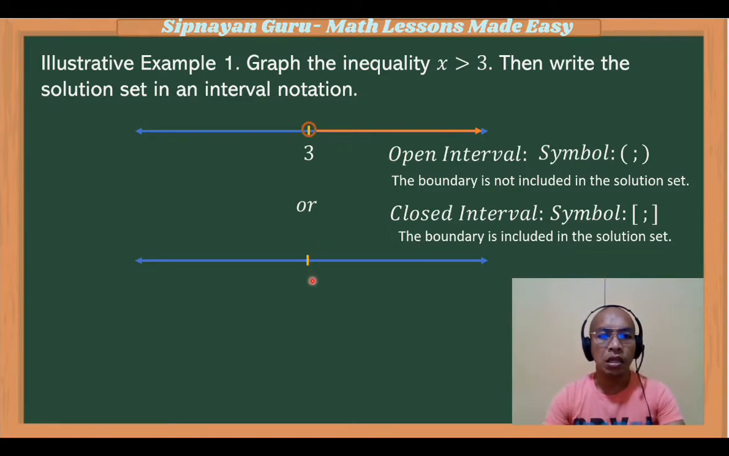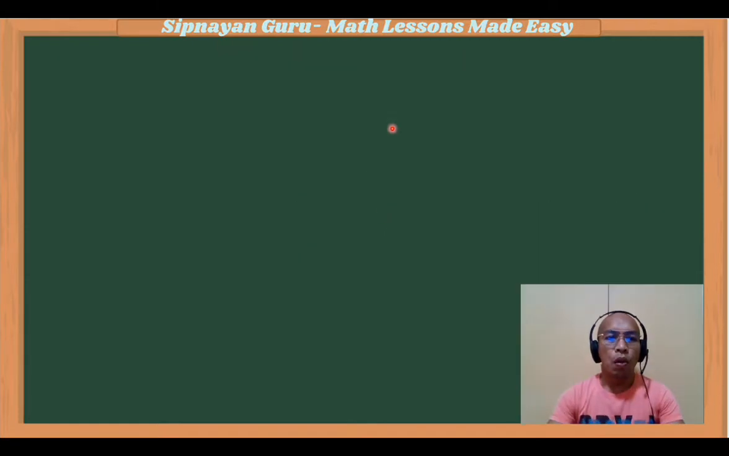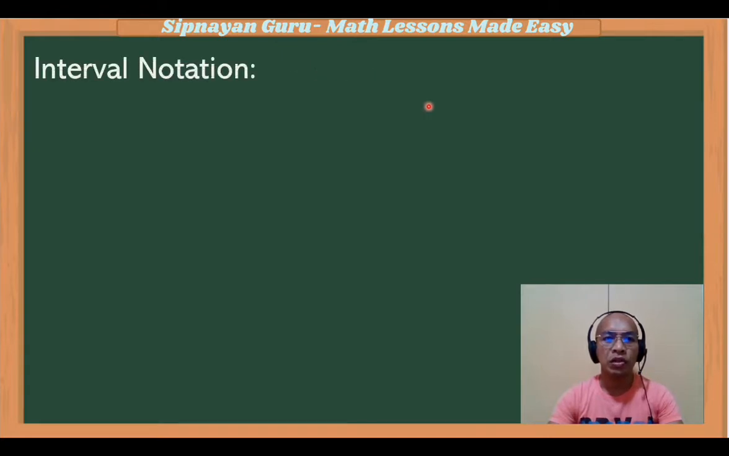So in this case, we will tick this part and we will put 3, and it is open because it is greater than 3. We will draw an open parenthesis leading towards the right, then we will draw a line. What is the importance of those open and close symbols in writing the solution set in interval notation?